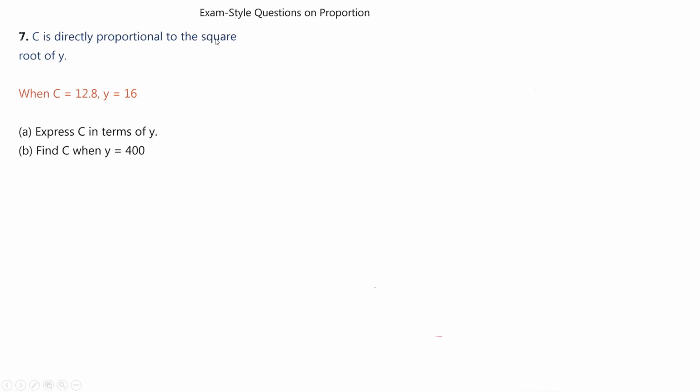c is directly proportional to the square root of y. We haven't done that before, but you still use this to write the rule out. c is proportional to the square root of y. It says directly proportional, so there's no 1 over, it's just proportional to the square root of y. Once again, just like before, you write c equals some number times the square root of y. If it's proportional to the square root of y, it simply means that c is going to be some number multiplied by the square root of y.